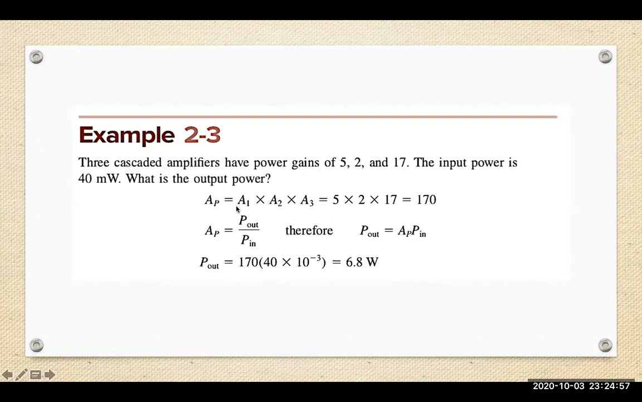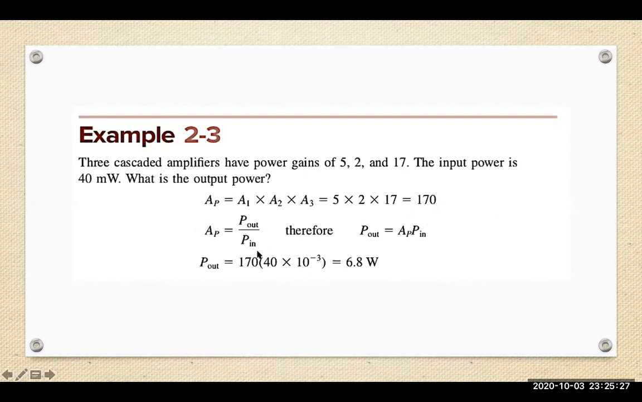So again, you can only do this for unitless power gains. So 5 times 2 times 17 is equal to 170. Since we are asked to solve for the output power, now we have the value of the power gains in a cascaded configuration. So power gain is equal to output over input. Therefore, to solve for the power output, multiply the power input by the power gain. So here is the formula.